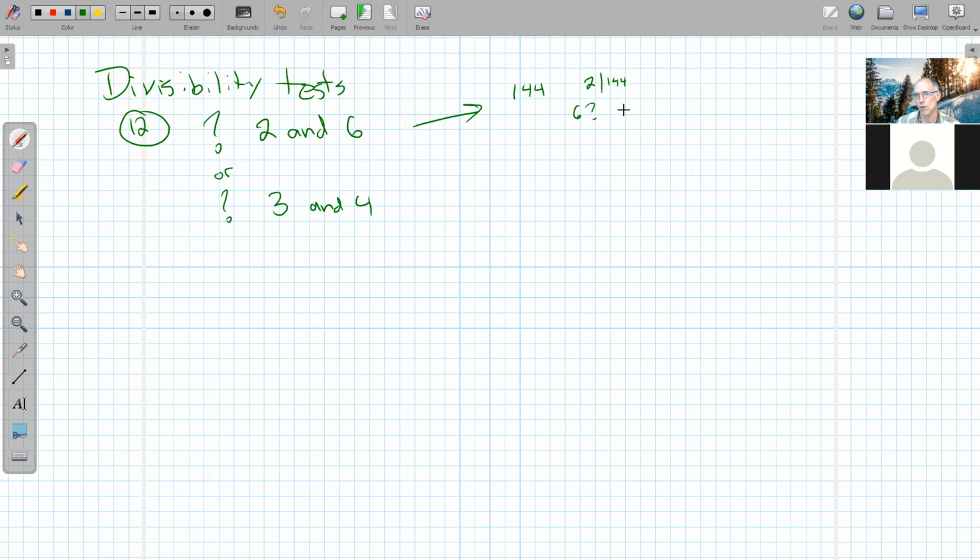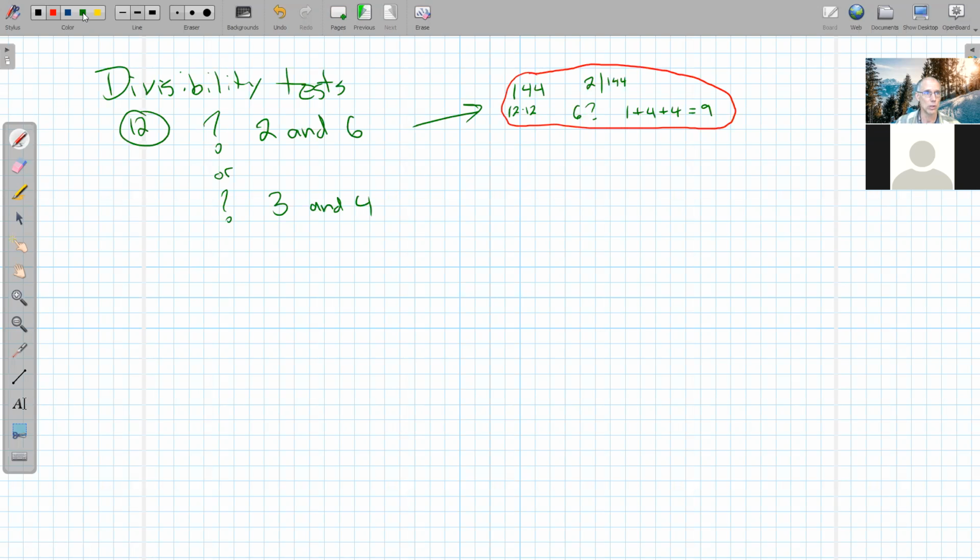But we would have to test for 3, 1 plus 4 plus 4. Let's see, 4 and 4 is 8, plus 1 is 9. So that means 6 goes into 144. So if 2 goes into 144 and 6 goes into 144, 12 should go into 144. Now we know, hopefully we all know, that 144 is 12 times 12. So it looks like the 2 and the 6 worked in that case. So there's one example where it worked.